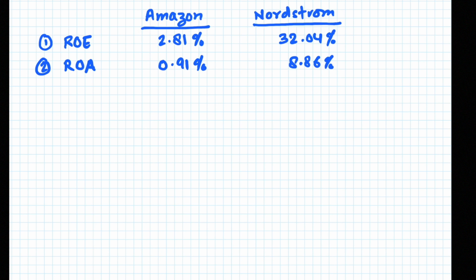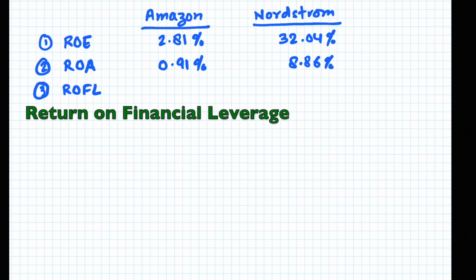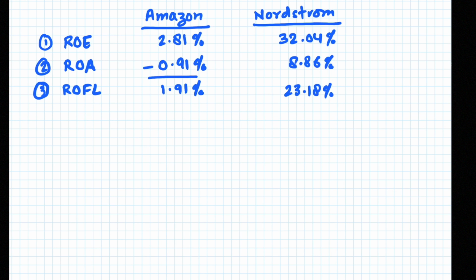Another financial measure is return on assets. Return on assets measures for each dollar invested in assets how much returns are obtained. If we take the difference of the two, we can calculate what is called return on financial leverage. So it captures the amount of ROE that can be attributed to financial leverage.